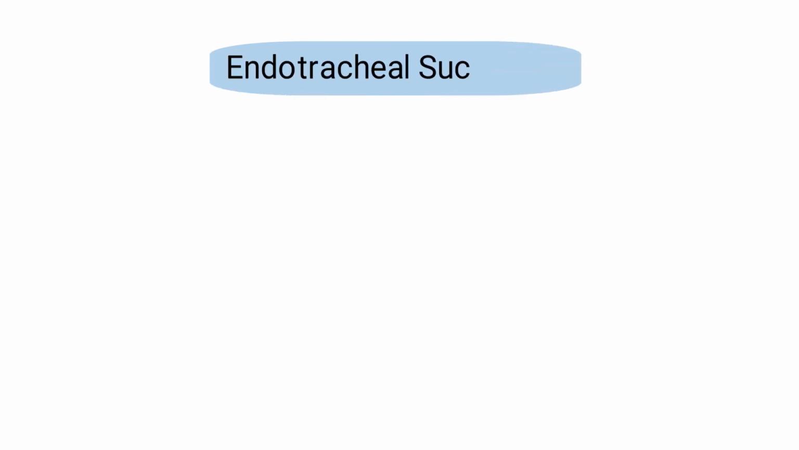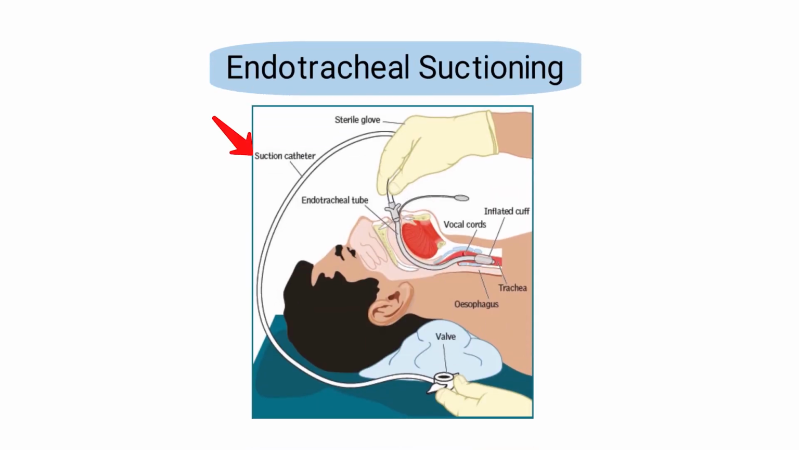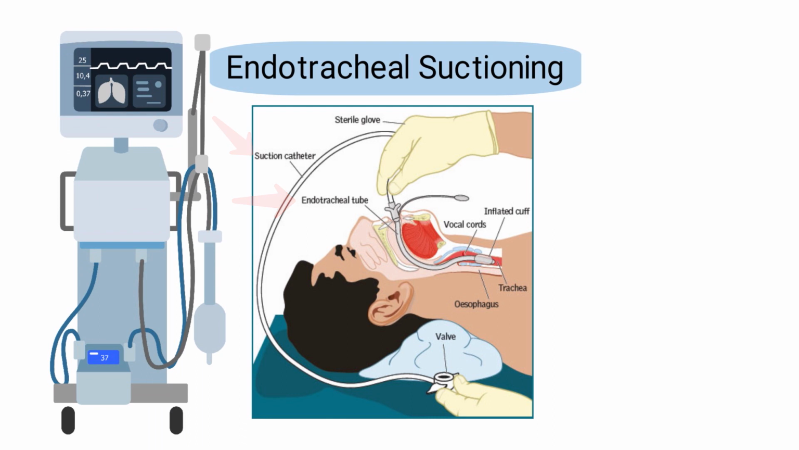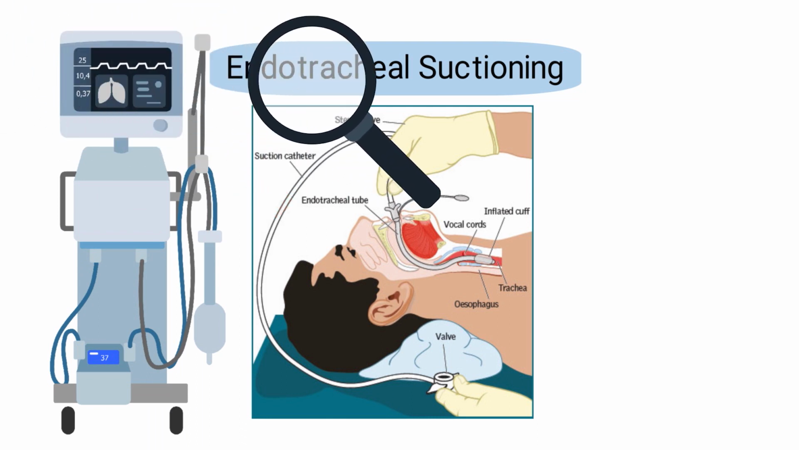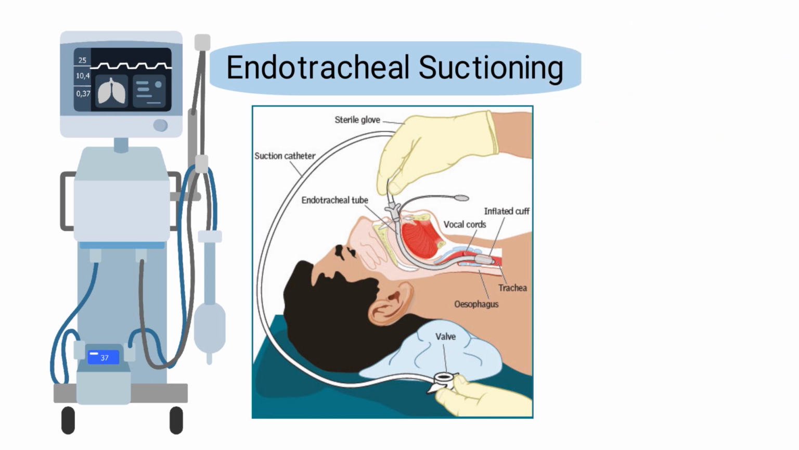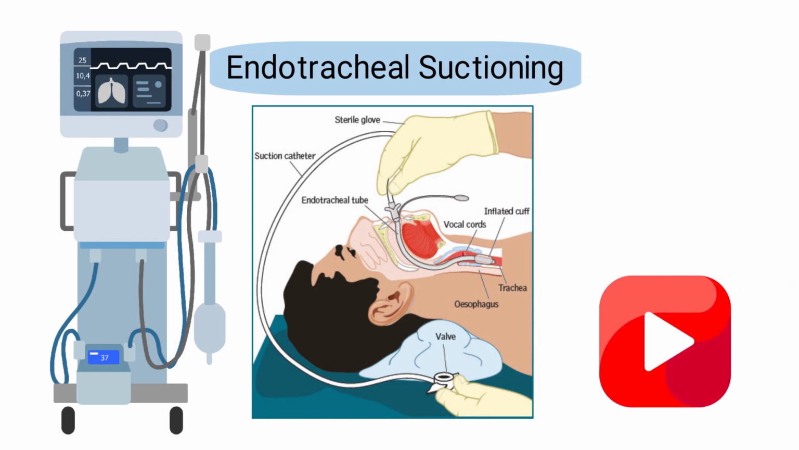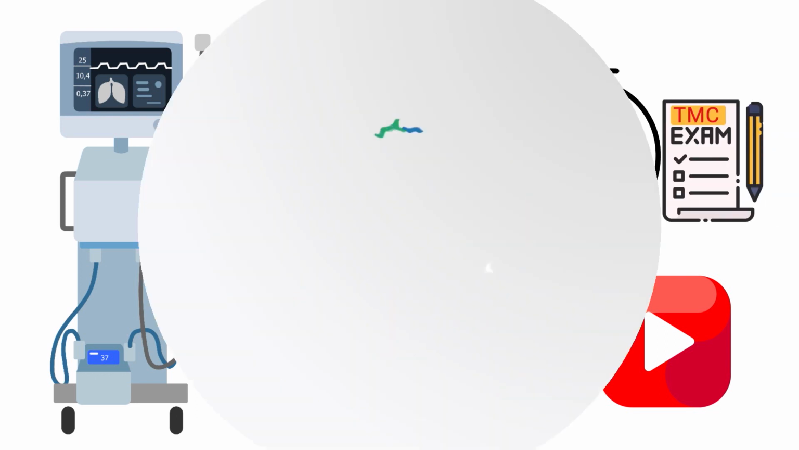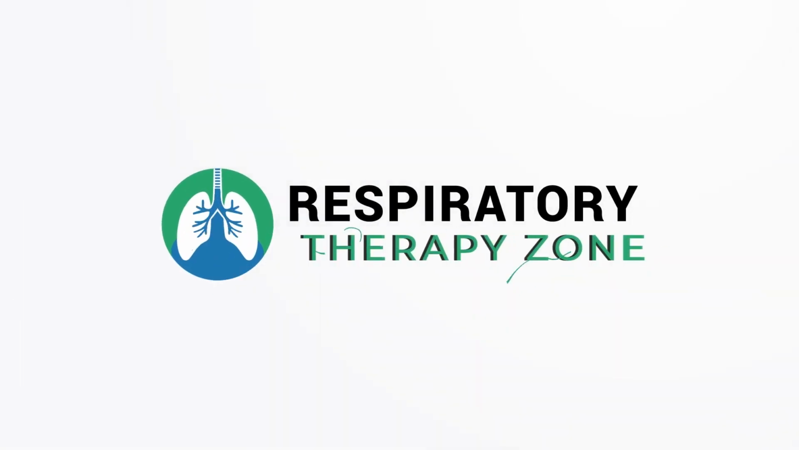Endotracheal suctioning is the process of inserting a suction catheter directly into the endotracheal tube of a patient who is receiving mechanical ventilation. There are a few specific details about this type of suctioning that you must be familiar with, which is why in this video we're going to break down a sample TMC practice question on this topic. So, if you're ready, let's get into the question.